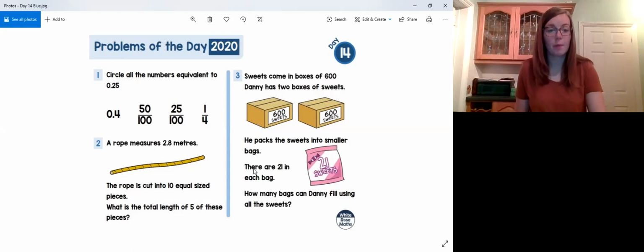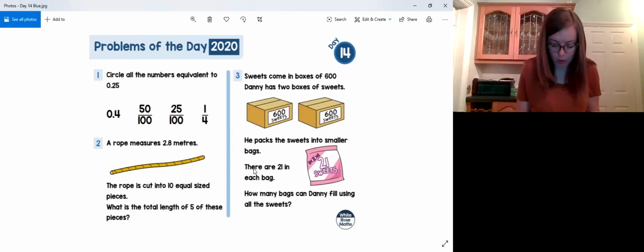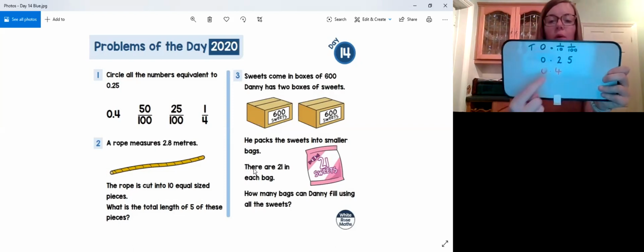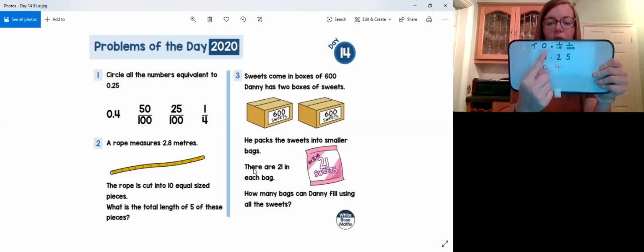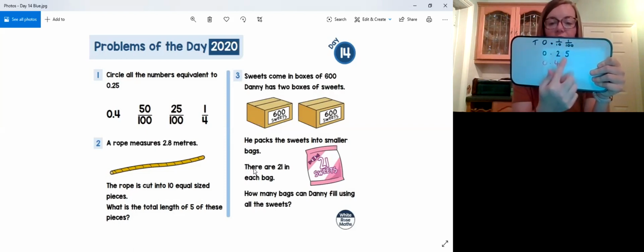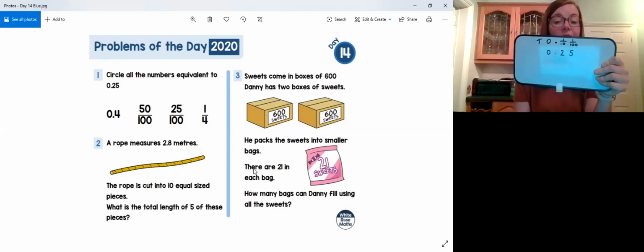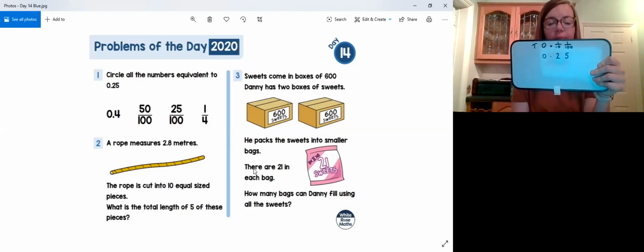Well, first of all, if I put in the 0.4 to do a comparison, we can already see these are both in decimal format. And if we look here, they both have no ones, but this has 2 tenths and this has 4 tenths. So straight away, our numbers are different. So 0.4 is not equivalent.